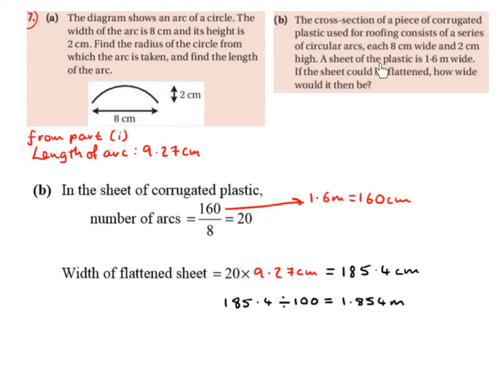So if the sheet could be flattened, how wide would it then be? The sheet would be 1.854 meters.